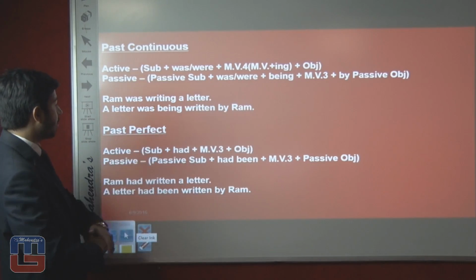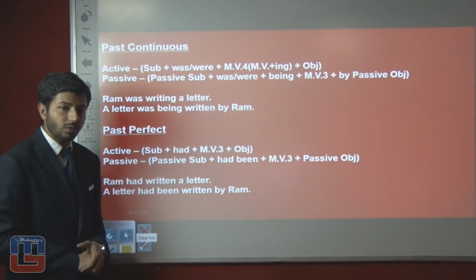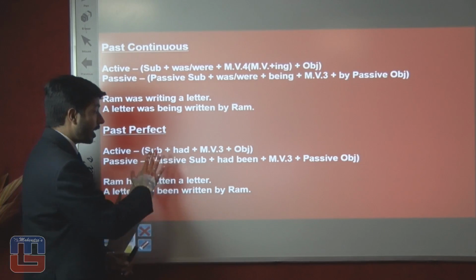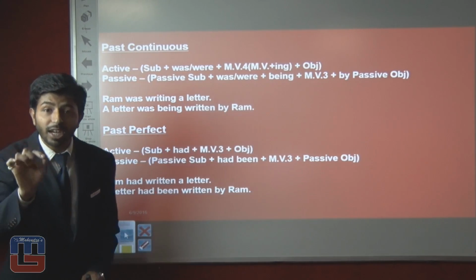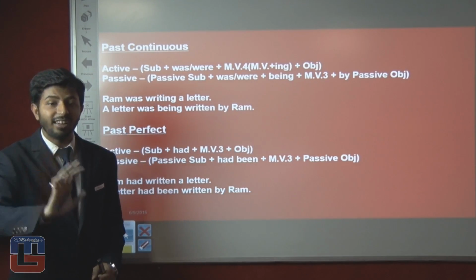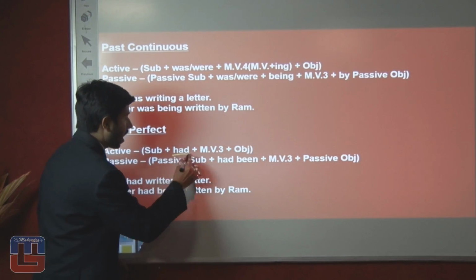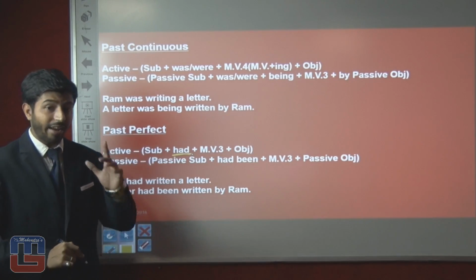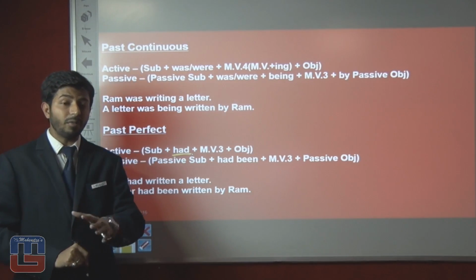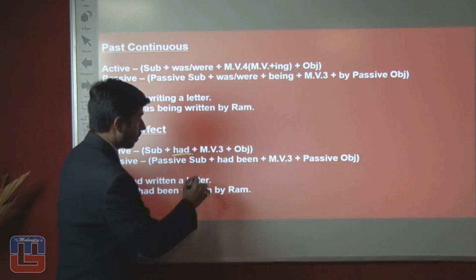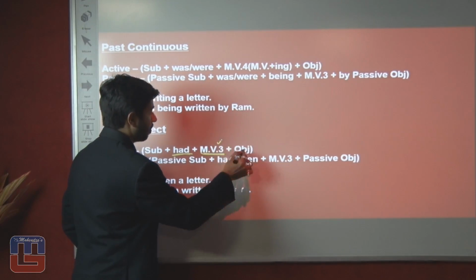Now the past perfect active voice and passive voice. Active voice says subject plus had. Either the subject is singular or plural, had is necessary to use as a helping verb in past perfect. Had is used as the helping verb in past perfect, the third form of the verb is used here, and plus object.